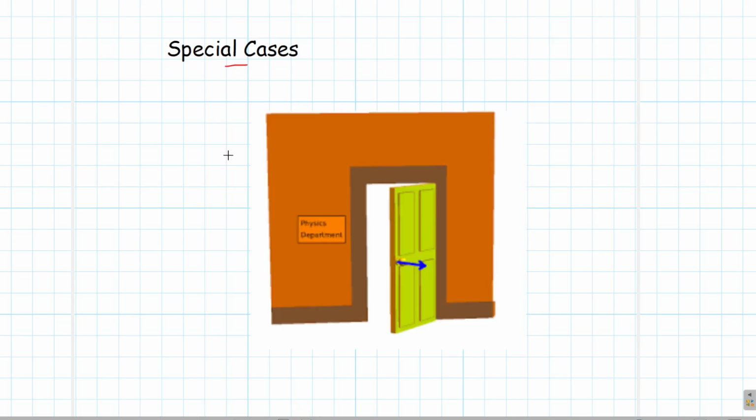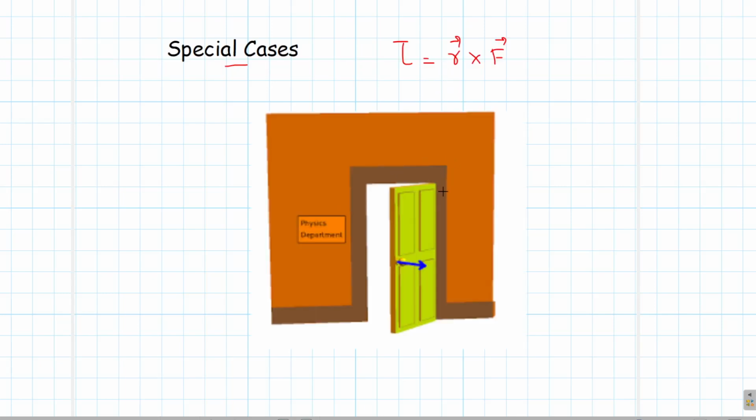Now coming to some special cases of torque. Since tau is a vector product R cross F, tau has some very interesting values for certain specific angles. For example, consider the case when R is equal to 0. That means you are applying the force at the axis itself. This is just like you are trying to turn the door by pushing at the axis, at the hinges.